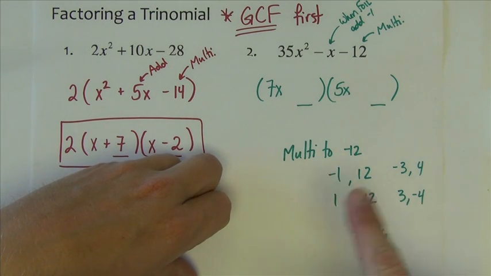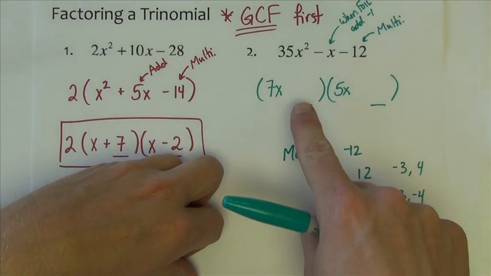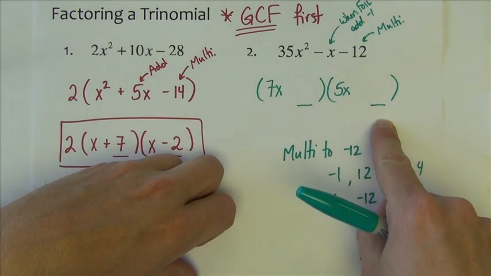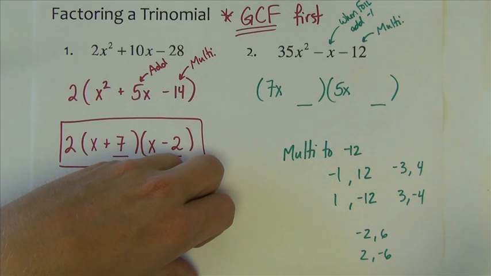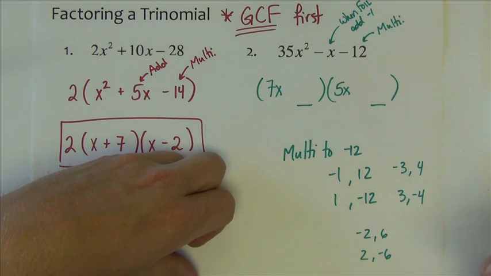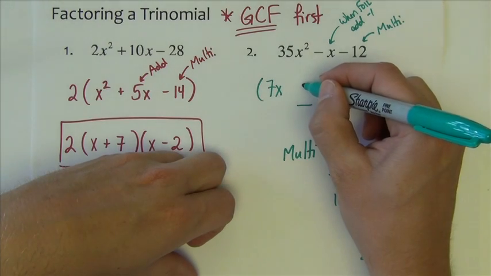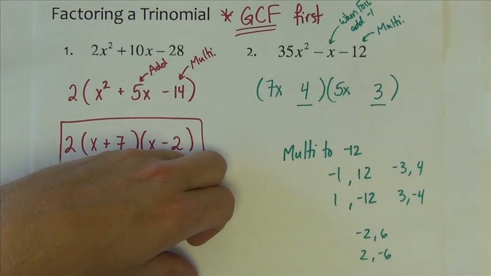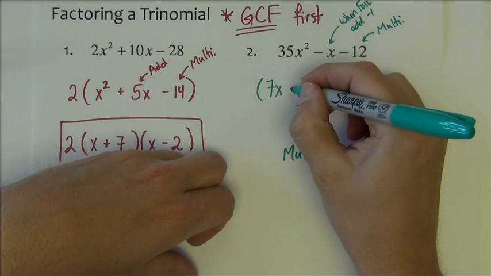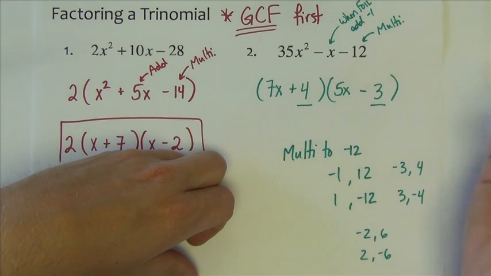I need to pick the right option and place them in the right order such that when I FOIL, they add to negative 1 in the middle. That's the challenge. It's somewhat guess and check. I'm going to try putting the 4 here, 3 here. I just have to decide where's the positive, where's the negative. I'm going to go with plus and minus.